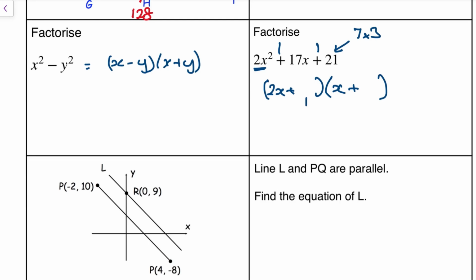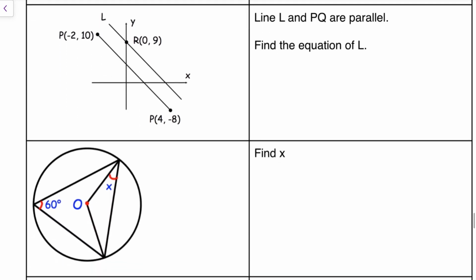The question really is, do I put the 7 there or do I put the 7 there? And because I want 17x, I know 2 times 7 is 14. And if I add on another 3, that gives me 17. I know that's going to be my answer. That one is not too bad and it's a good skill to have.